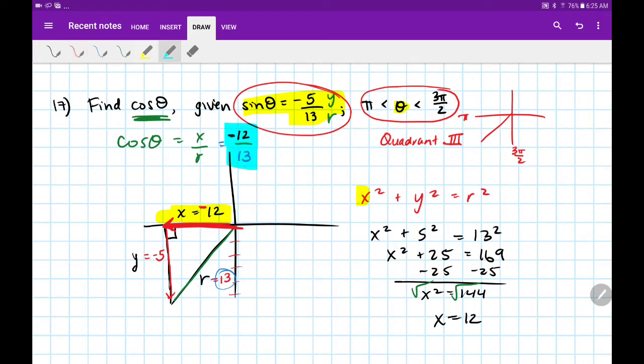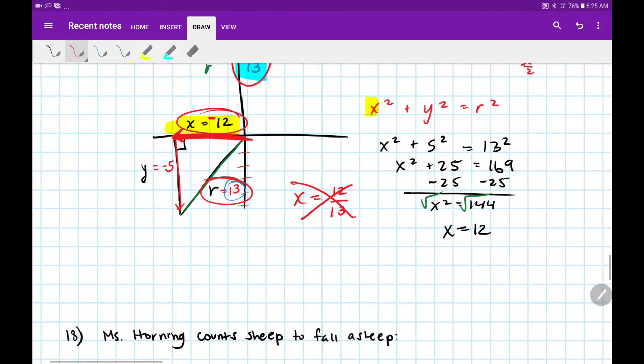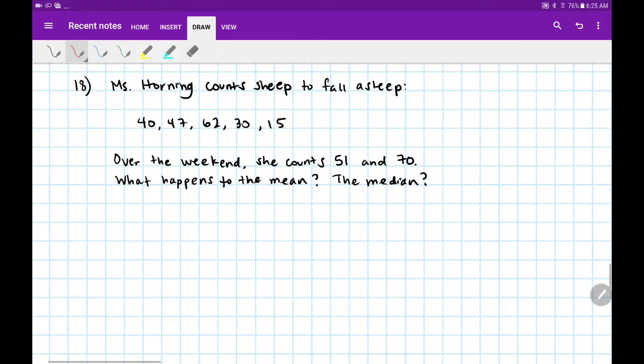And I promise you that one of the distractors on your final is probably going to be the positive version of this. So I need you to pay attention to your quadrants and the signs of x and y. All right, so just to be clear, this would be the wrong answer. The correct answer is -12 over 13 because we put x over r for cosine. All right, let's move on to number 18.